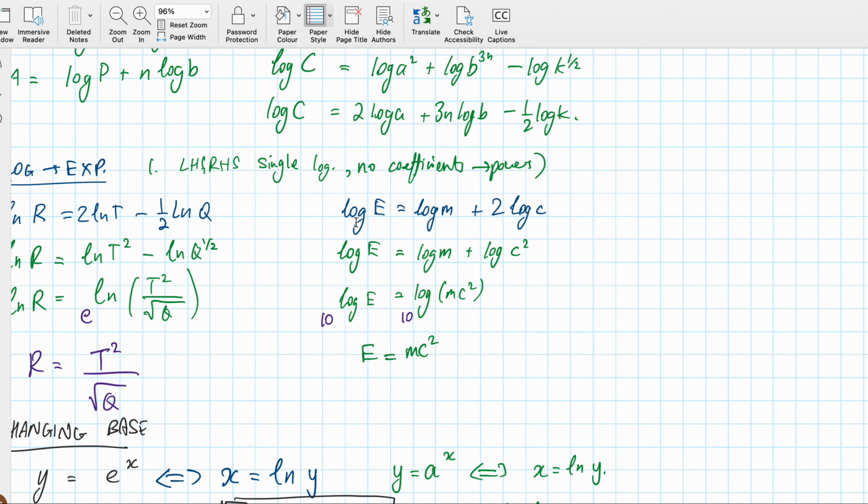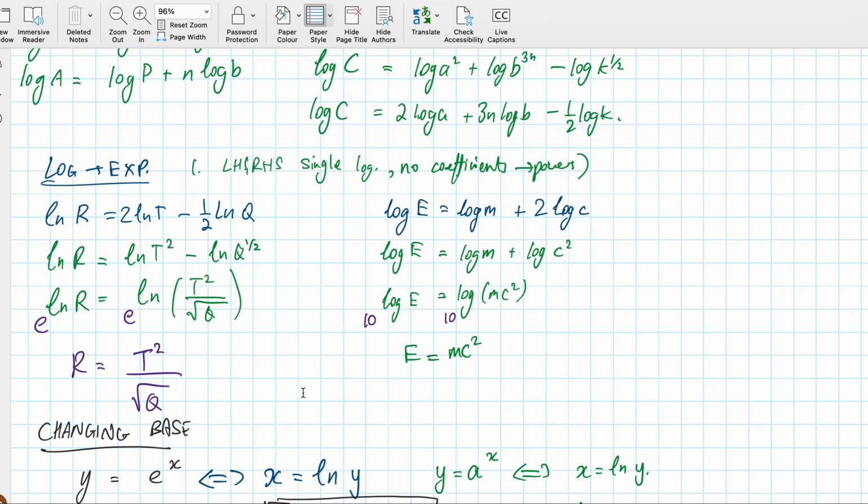Let's have a look at this one over here. Log E is equal to log M plus 2 log C. We want to get the coefficients to the powers, so 2 goes here. So log E is equal to log M plus log C squared. Bring them together now, MC squared, and then go 10 to the power of everything, because it's log base 10, or just the insides of the logs are equal. So E is equal to MC squared, the old famous equation.